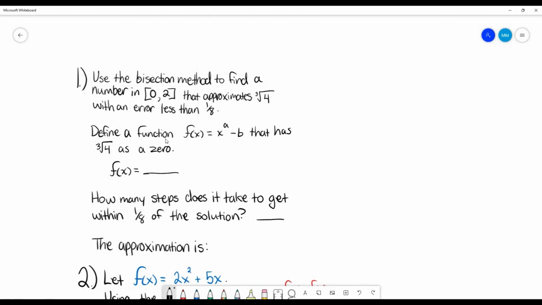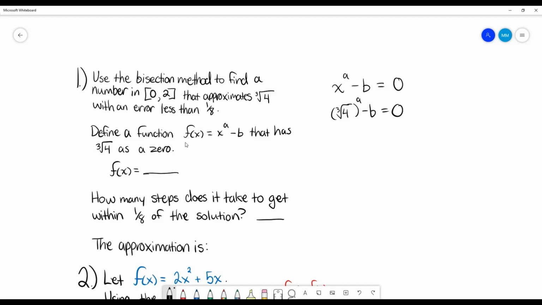So the first step for this one is to define a function in these terms that has this number as a 0. And so I know I'm going to have x to the a minus b is going to equal 0 when x equals the cube root of 4. Right? Because we want to find the 0 when this is our x value.